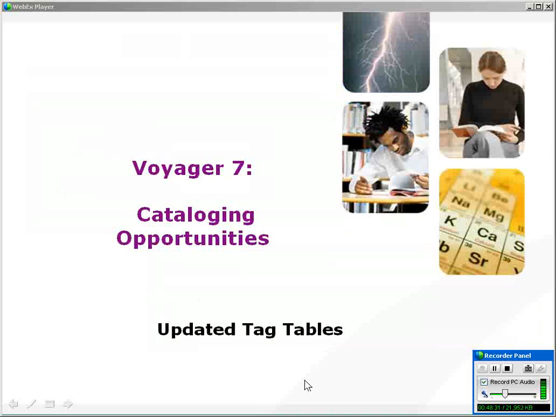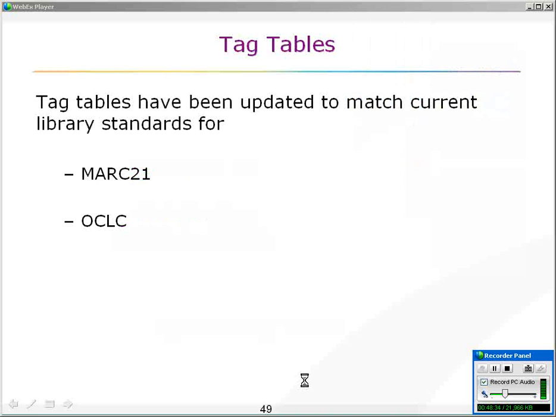Talk about the updated tag tables. The tag tables have been updated to match the current library standards for both MARC 21 and OCLC. So this happened, in fact, just before general release of Voyager 7. And if you were to take a look at the tag tables files, you'll see June 2008 dates in them, showing that this has indeed happened. There are more updates to the Voyager cataloging tag tables scheduled to be taken care of just before any of the major and minor releases appear.